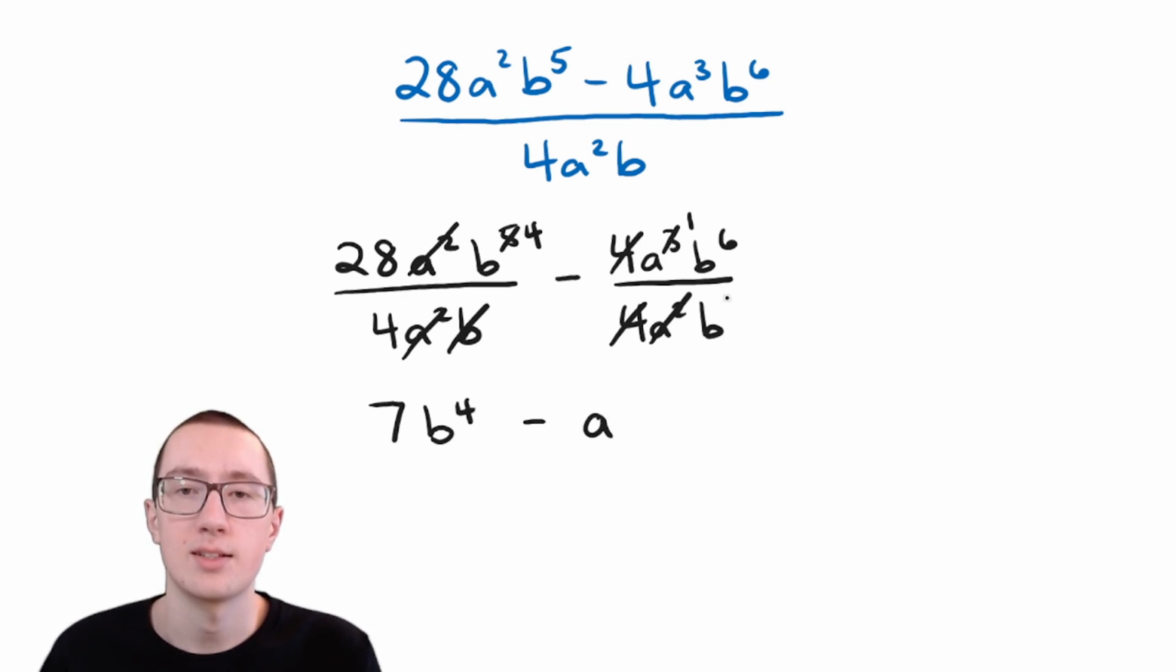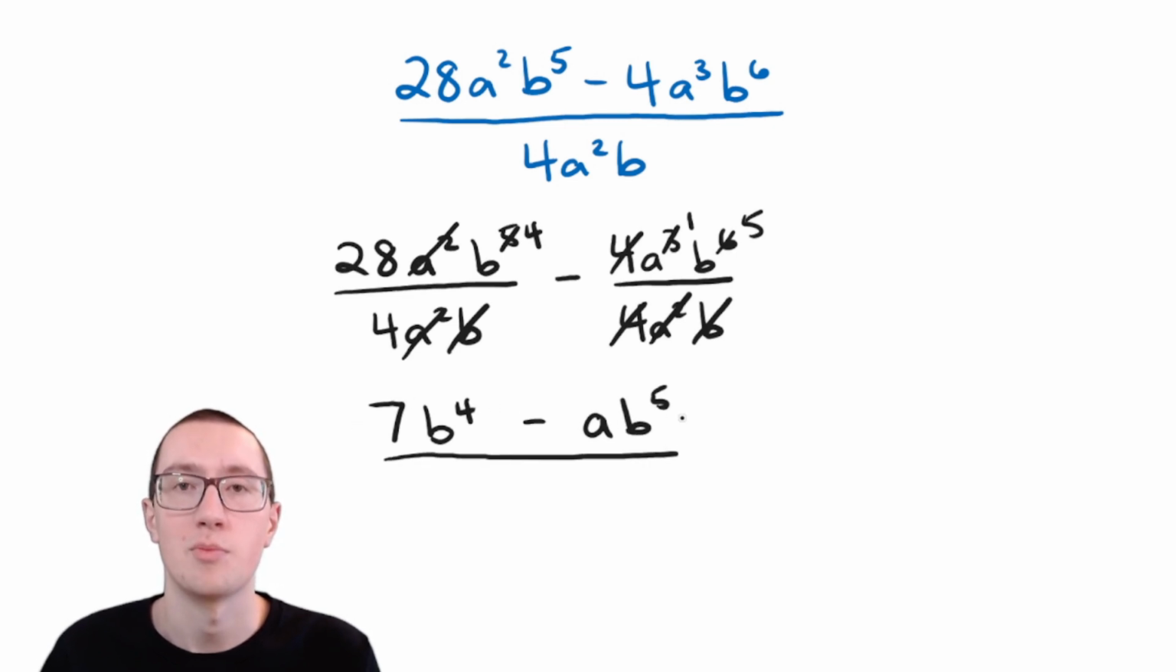And now we have b to the 6th over b. So we're going to cross out the b at the bottom and cross out one of the b's from the top. We had 6, now we're only going to have 5. So we're going to have b to the 5th. And remember, we can't combine these because they don't have the same letters and the same exponents on them. So this is our final answer, 7b to the 4th minus a b to the 5th.